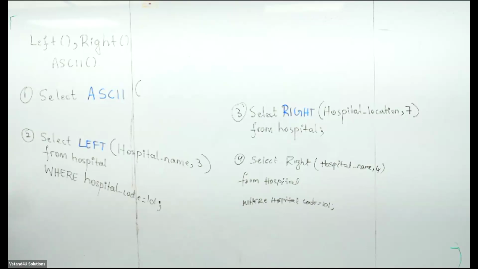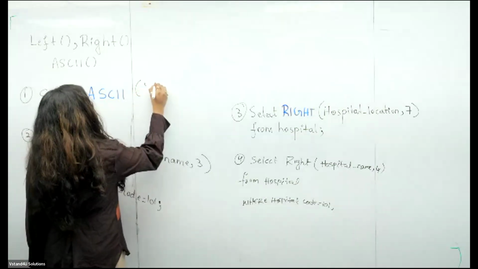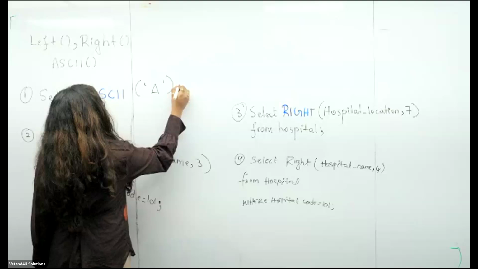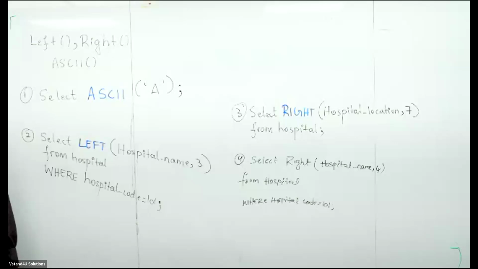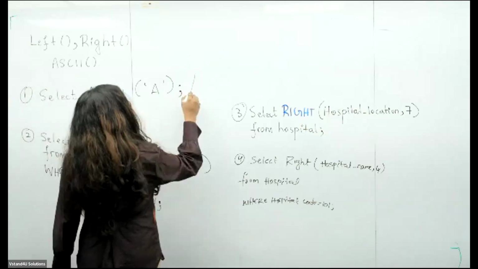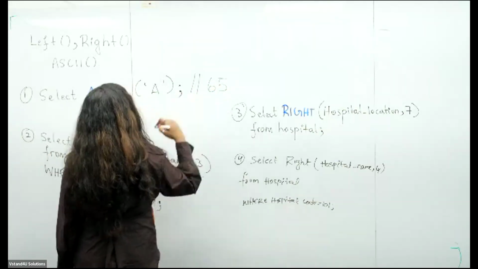Okay. Now tell me, how will you write the query? Now they are telling you to get the ASCII value of the character A. If you are mentioning any character, you have to take it inside single quotes. Yes or no? Now there is no table because A is raw data. You cannot fetch it from any table. Now tell me, what output will I get? The ASCII value for A is only 65. So that is the reason you will get 65.